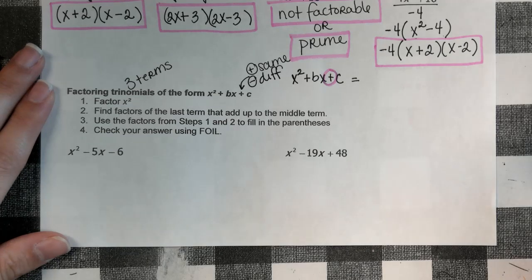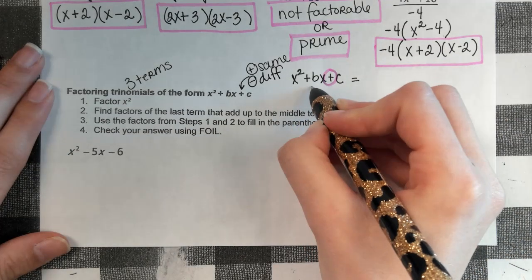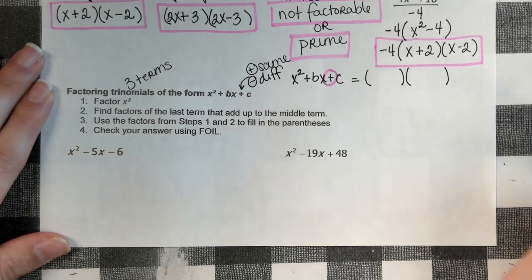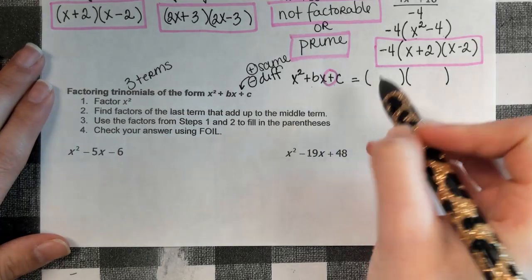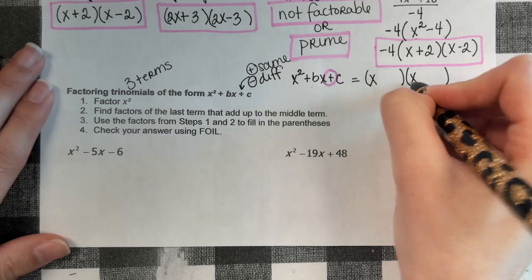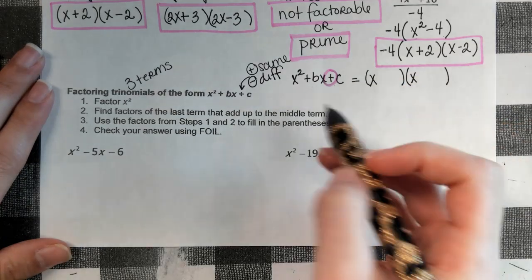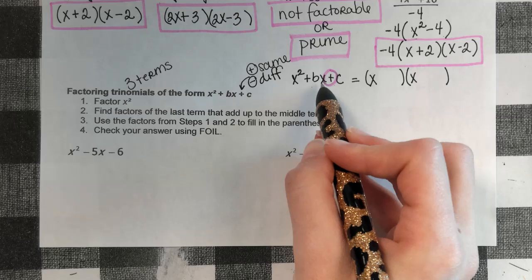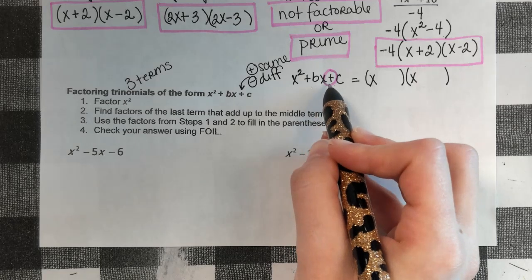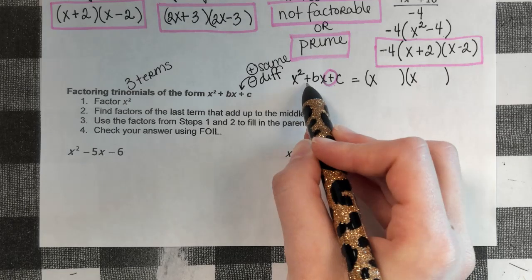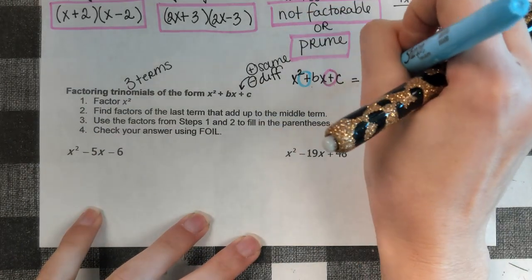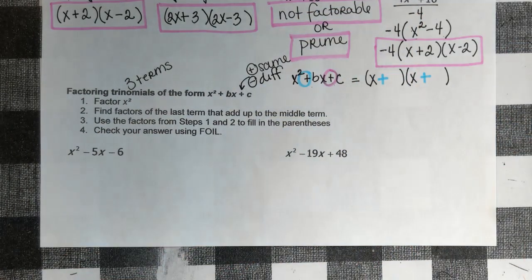So if I had x squared plus bx plus c, I know I'm going to have 2 sets of parentheses. I know I'm going to have an x on both of the first terms. This is a plus, so it tells me the same sign. Well, I've got that down, but what sign are they going to be? They're going to be the sign of the middle. So if my middle is a plus and they're the same, they're both going to be plus.